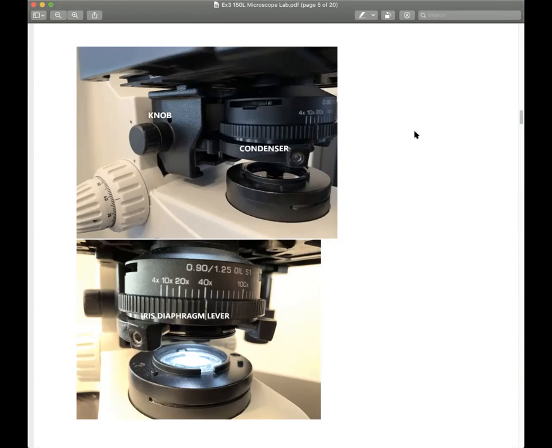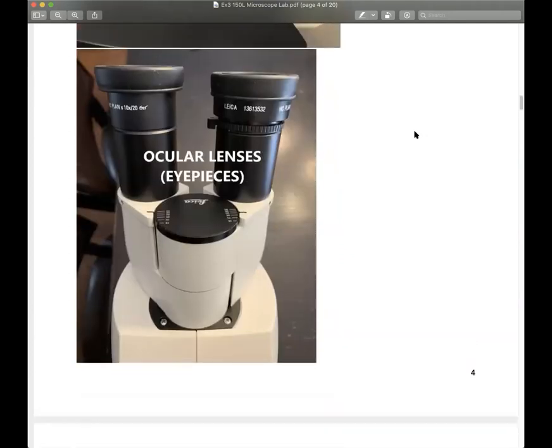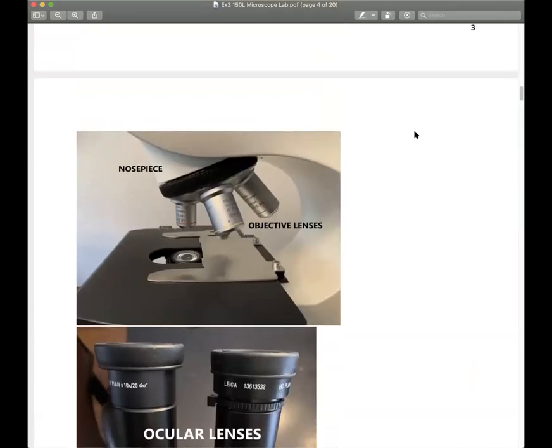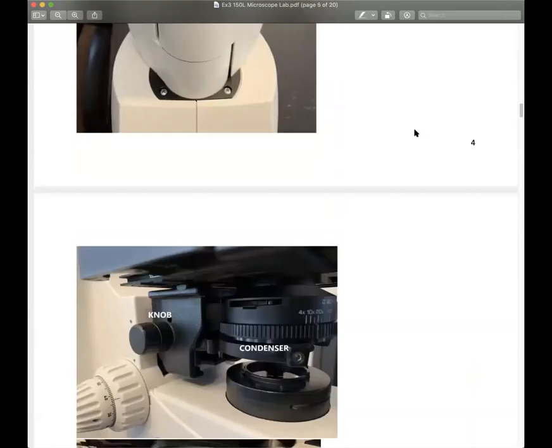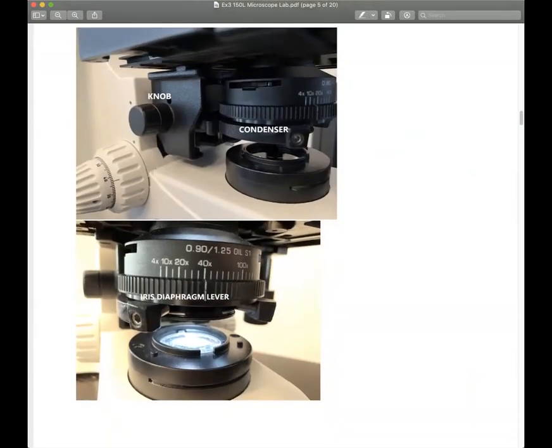I'm pretty sure these are the kinds of detailed images that you'll see on your lab exam. Not the super low res ones that are in the review packet, but the ones that are in the actual lab handout. These images are obviously a lot more clear and have a lot more detail in them. So I would really pay attention to the difference between these two parts. The condenser is this smooth part, and the iris diaphragm is this ridged turning wheel.